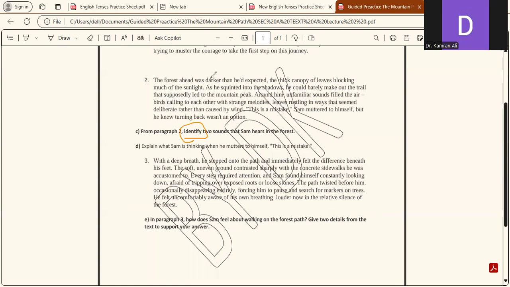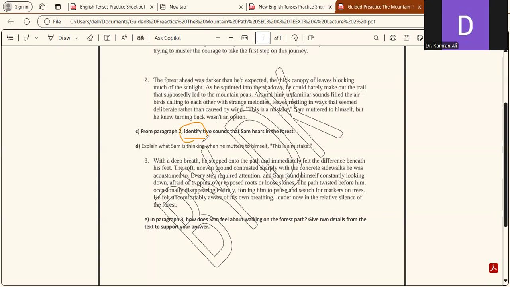The forest ahead was darker than he had expected, the thick canopy of leaves blocking much of the sunlight. As he squinted into the shadows, he could barely make out the trail that supposedly led to the mountain peak. Around him, unfamiliar sounds filled the air, birds calling to each other with strange melodies, rustling in ways that seemed deliberate rather than caused by wind.